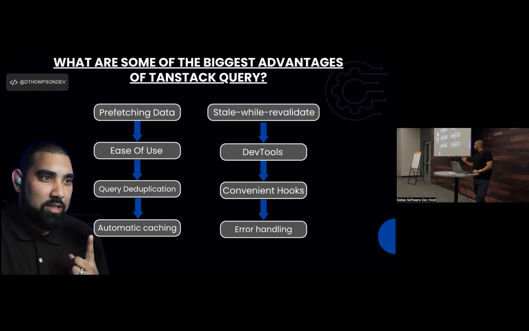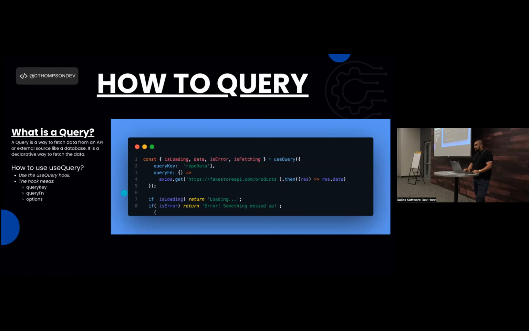Also, there are very convenient hooks when it comes to React Query. You have the useQuery hook, useMutation hook, pagination, etc. You can also access errors directly through a useQuery hook instead of having to go for them separately on your own. And so, some examples of that, obviously, let's look at some code.